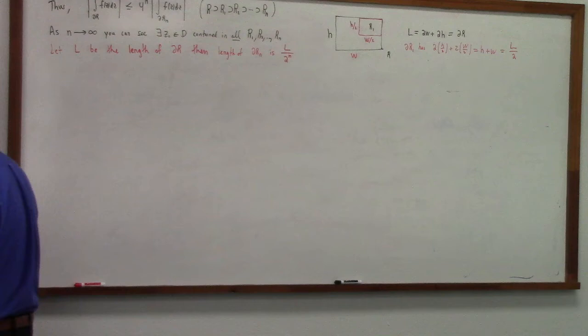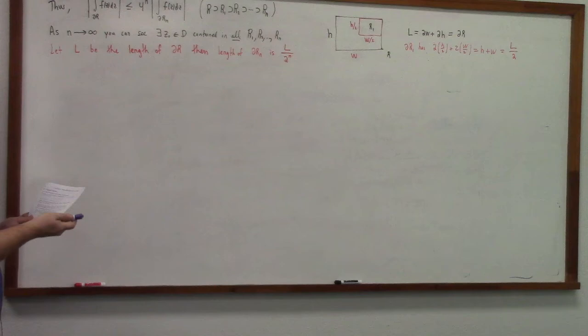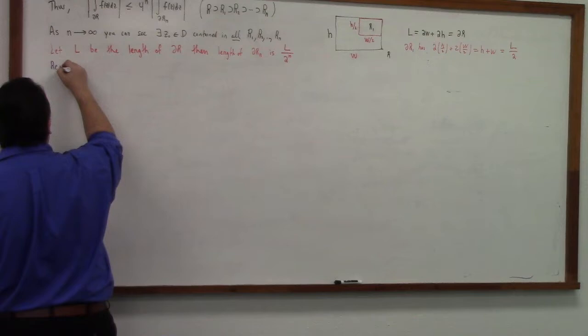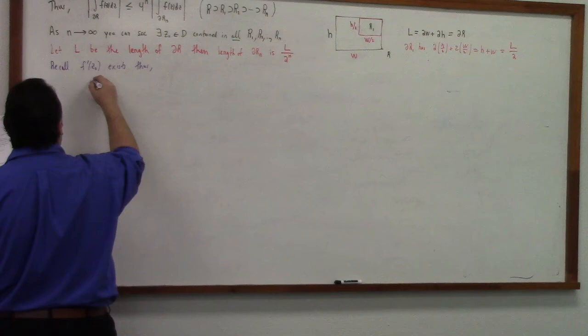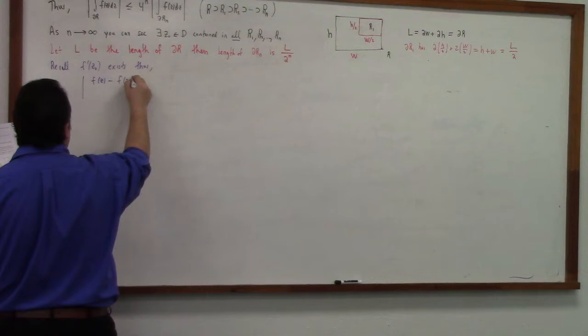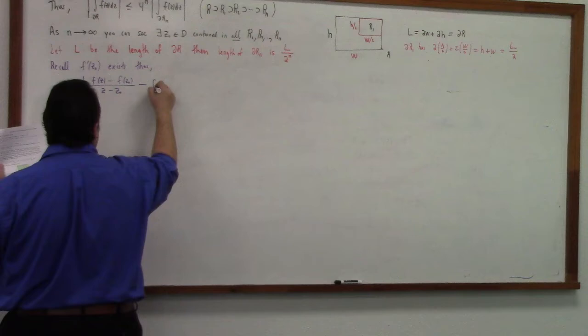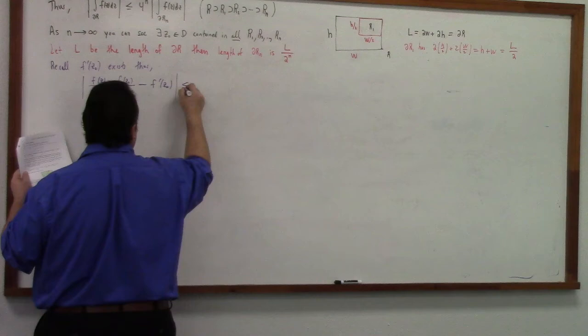And what else have we assumed? We've assumed f of z is complex differentiable at z0, right? f prime of z0 exists, right? Thus we have the following estimate. We can write the modulus of f of z minus f of z0 over z minus z0, minus f prime of z0, and we can make that less than or equal to epsilon n, right?